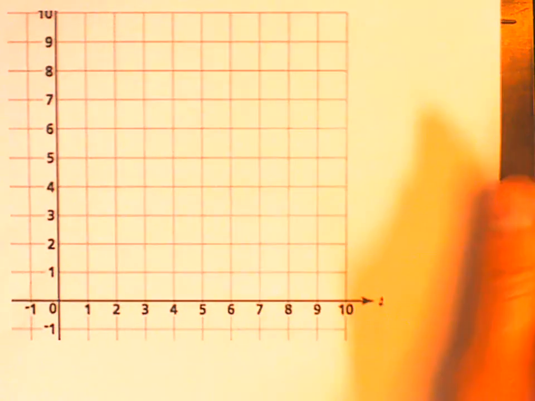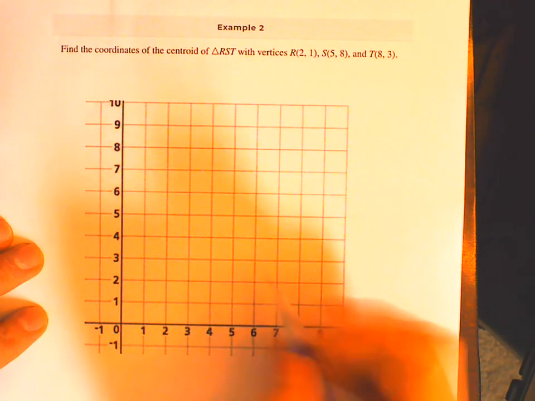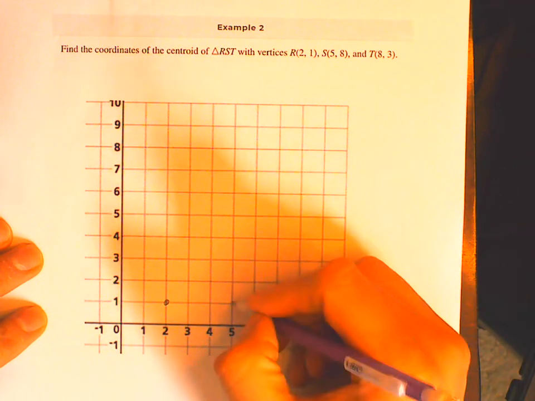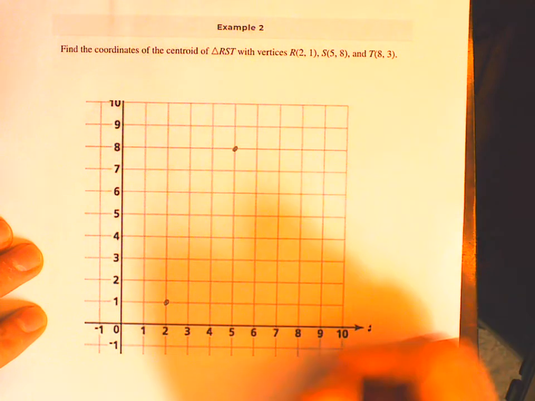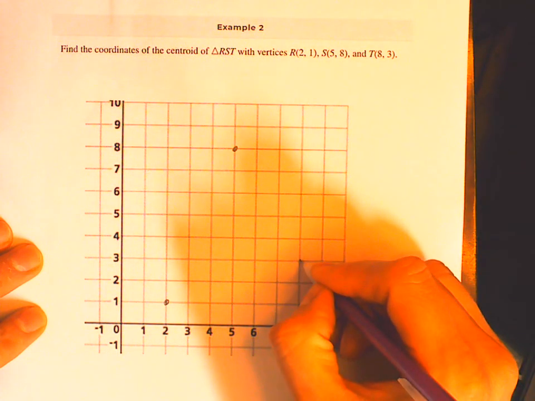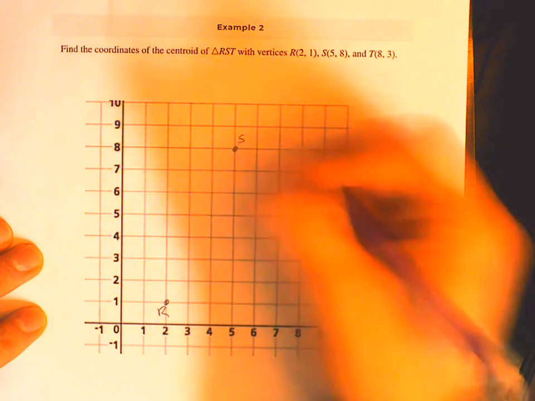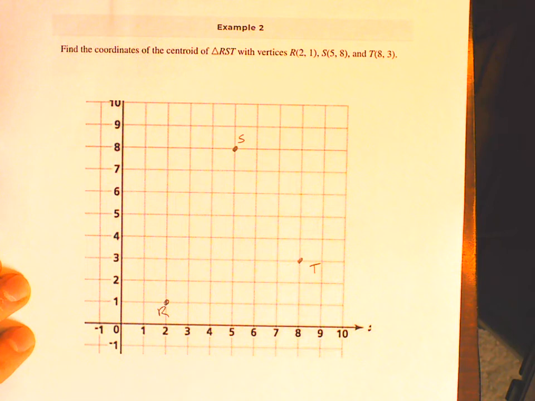Okay, so on number 2, you have a graph. Let's graph it. 2, 1 is right there. 5, 8 is right here, and 8, 3 is right here. So you have R, S, and T. Now the question is, find the coordinates of the centroid.